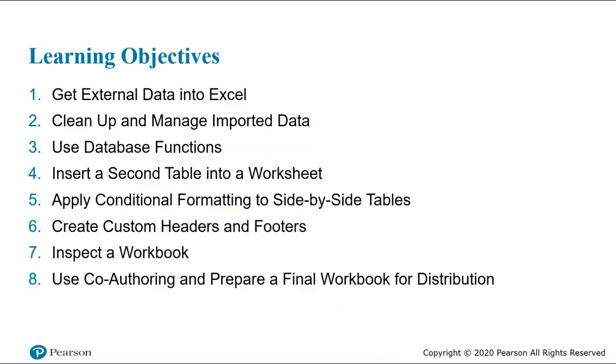First thing we will do is get external data into Excel. We'll then clean this data up. We'll then be introduced to some database functions. We'll insert a second table into the worksheet. We'll apply some conditional formatting to tables that are side by side. We'll then create some custom headers and footers. We'll learn how to inspect a workbook and then look at some co-authoring options and preparing a workbook for distribution.